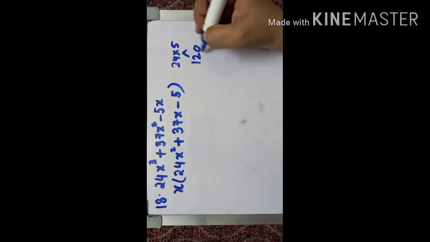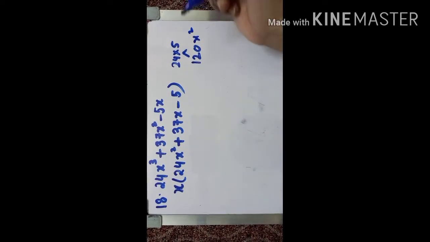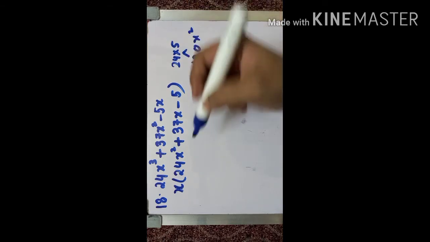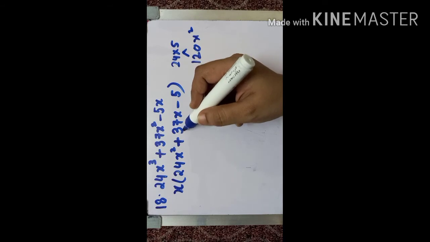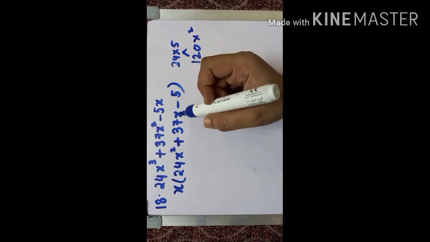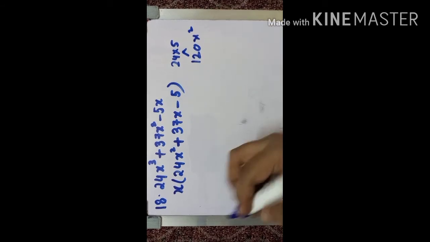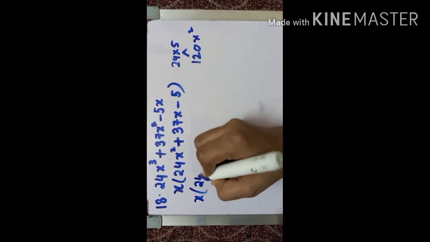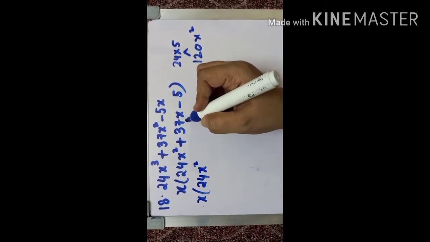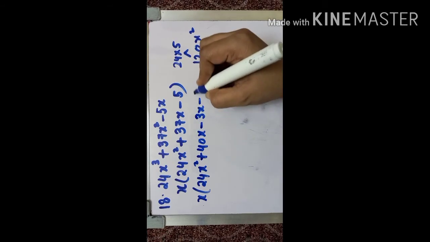So you will get here 120. So 120 x square. So that means 120, it will go in which table? Can we write 40 into 3, so that 40 threes will be 120, and 40 and 3 when you're subtracting you will get 37. So here 40 minus 3, 40 minus 3 will give you 37. 40x minus 3x will be 37x. So x will be as it is, then 24x square plus 37x you are having. So plus 40x minus 3x minus 5.